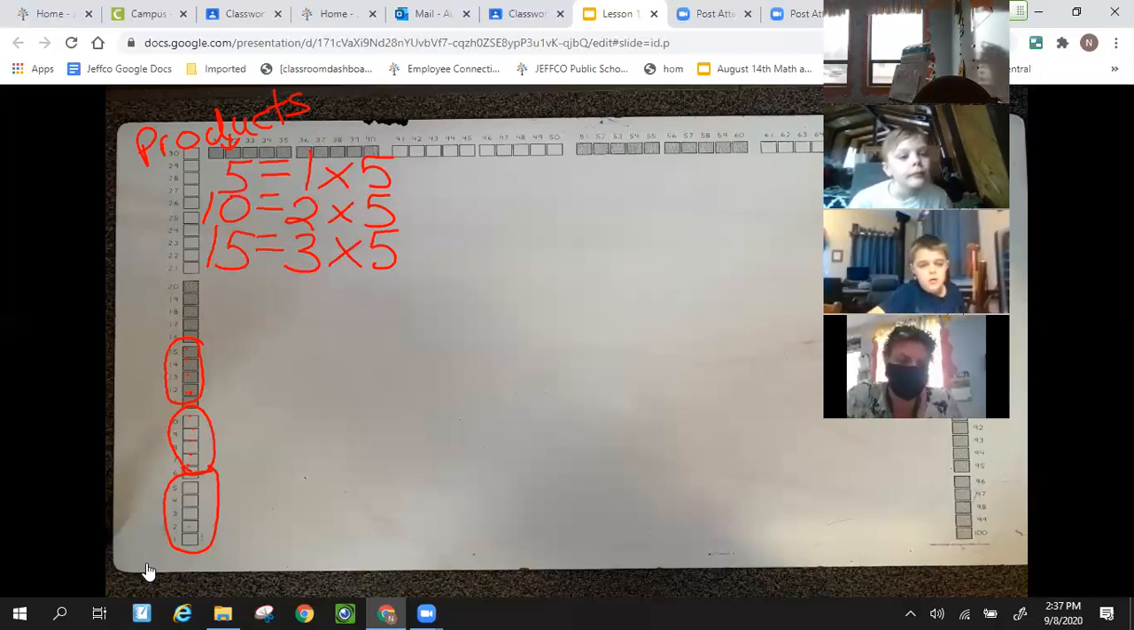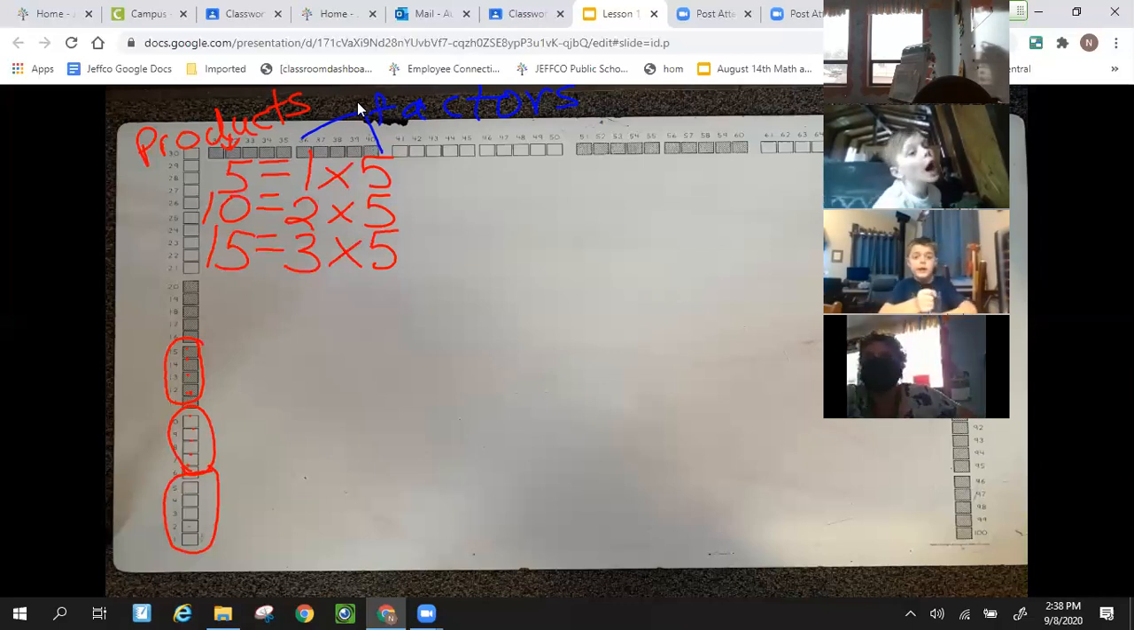Okay, when we are talking about the two numbers we are multiplying, those are called our factors. Let's all say that together. Factors. Let's say it in a, what kind of voice? How about a scary voice? Factors. How about in a sweet, nice voice? Factors. Good job. All right, let's keep going.